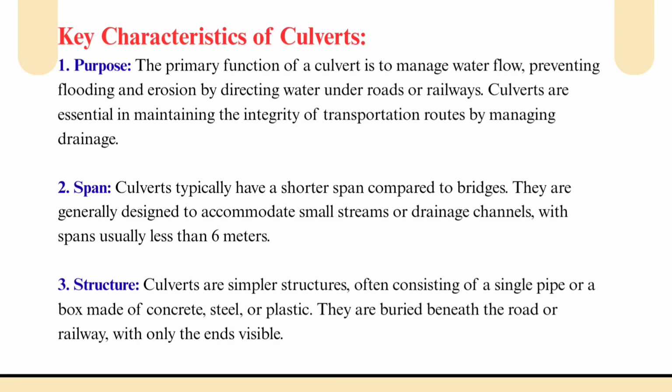Then the next point is span. Culverts typically have a shorter span compared to bridges, and they are generally designed to accommodate small streams or drainage channels with spans usually less than 6 meters.